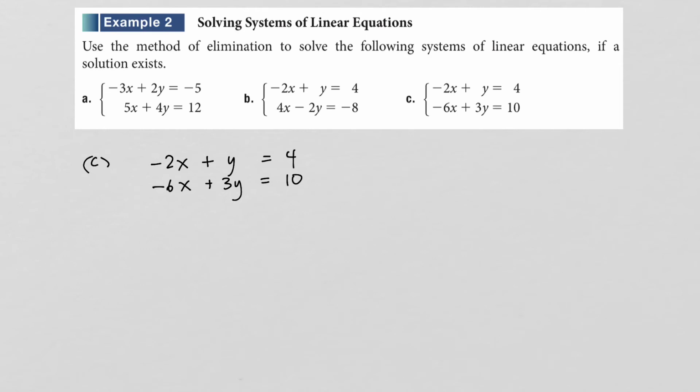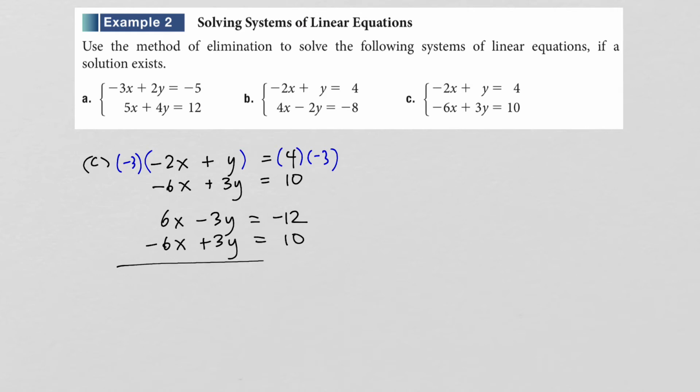For the third system, we're going to eliminate the x variable. To do this, we need this negative 2 to be a positive 6. So I'm going to multiply both sides of the equation by negative 3. When we do that, the first equation becomes 6x minus 3y equals negative 12. And the second equation is negative 6x plus 3y is equal to 10.